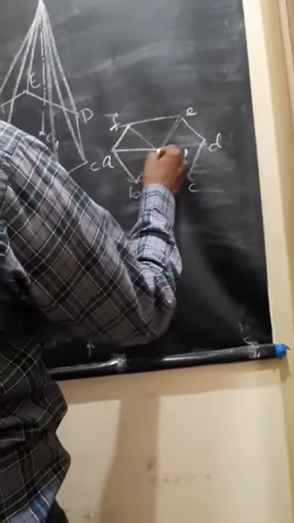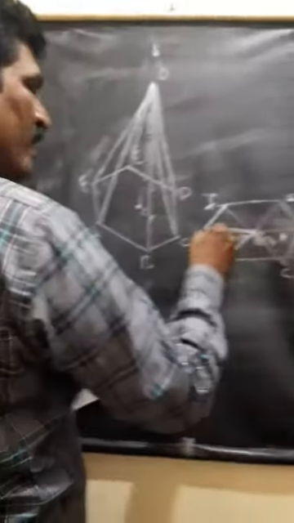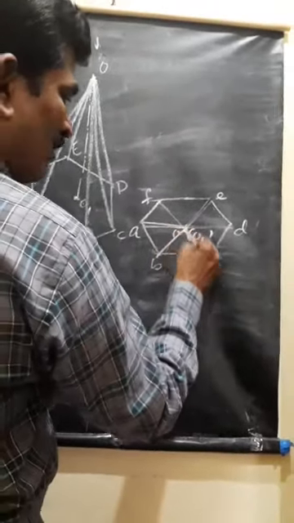These slant edges are visible. If you see from top, OA is visible, make OA dark, OB is visible. Like that, all slant edges are visible.